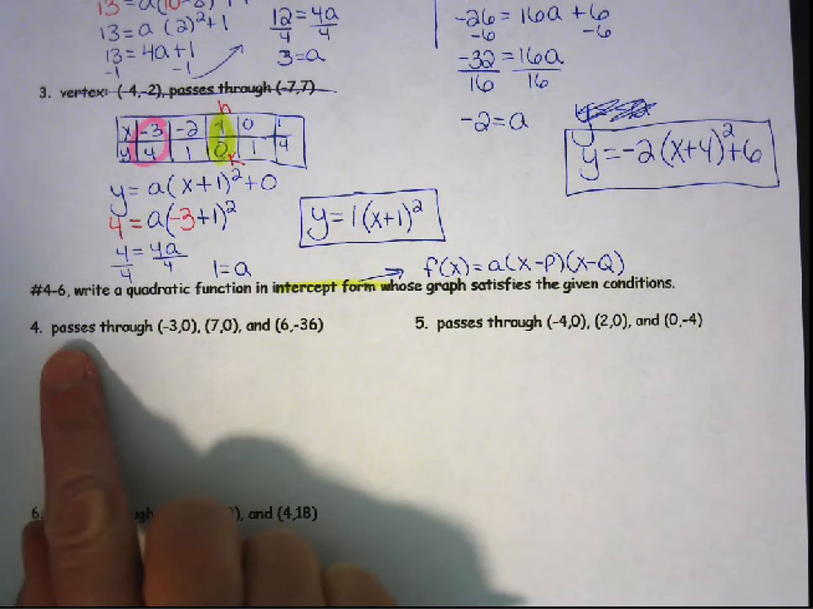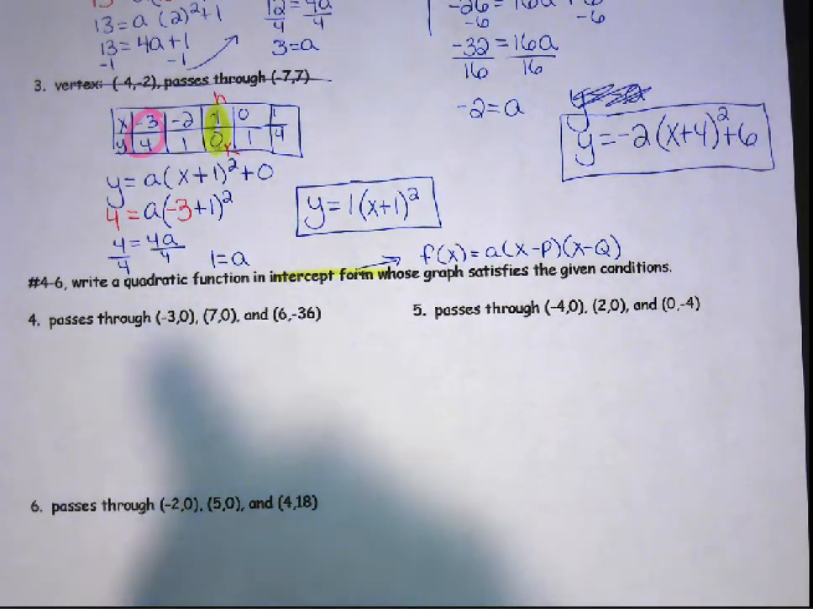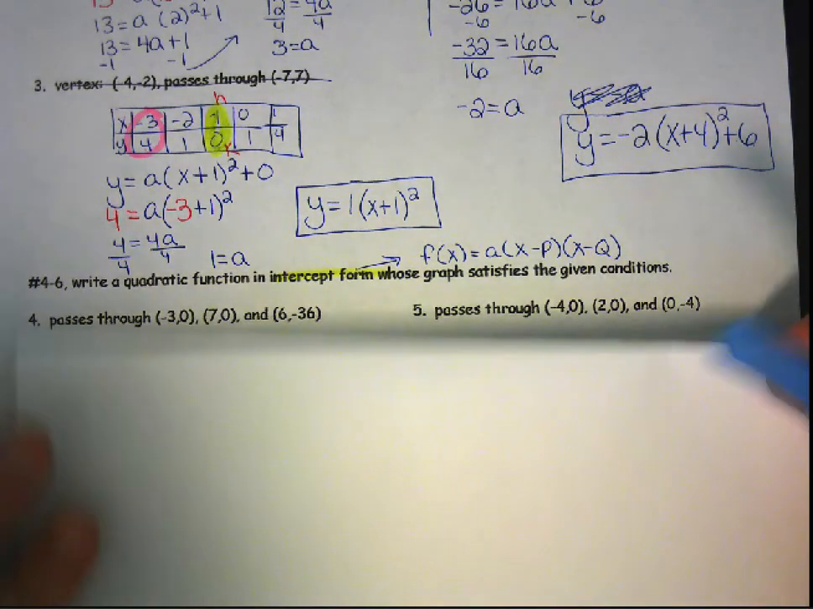So number 4 says it passes through these 3 points. So let's look at my rough sketch of a graph here again. Again, it's not perfect, but it's very helpful.